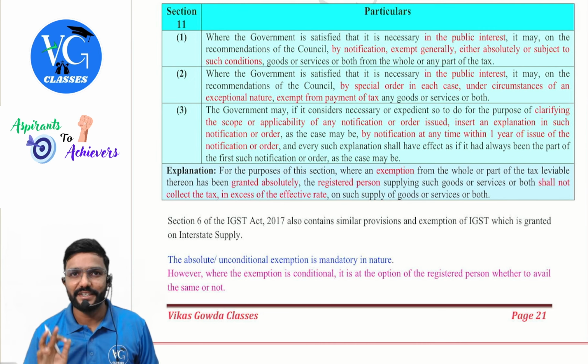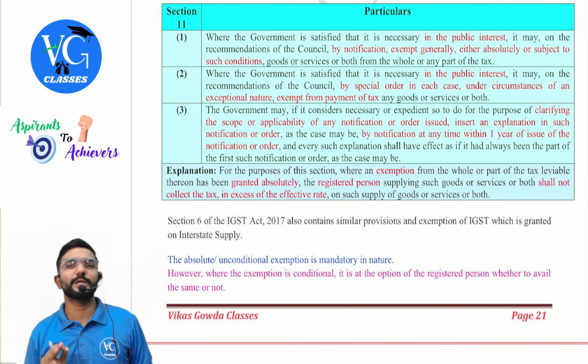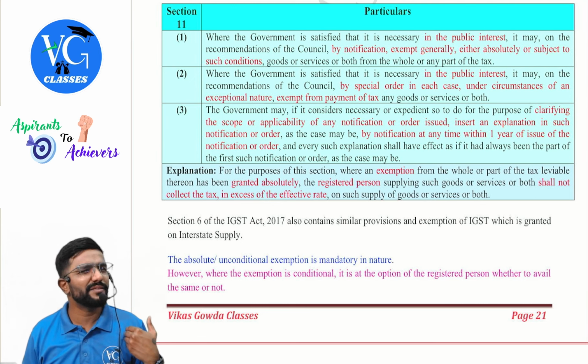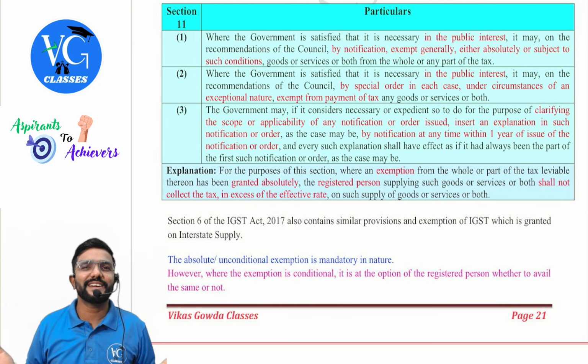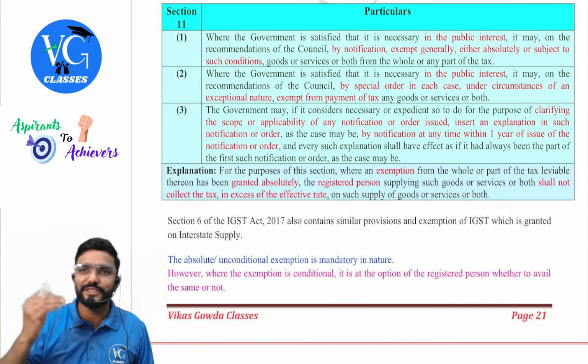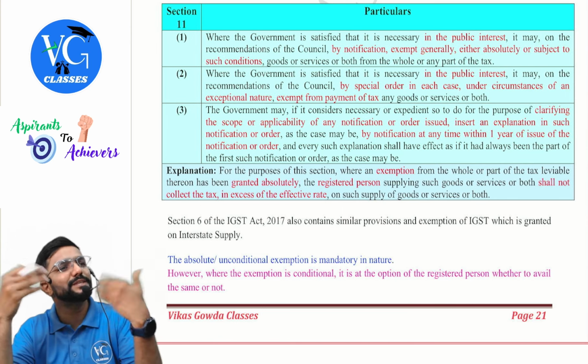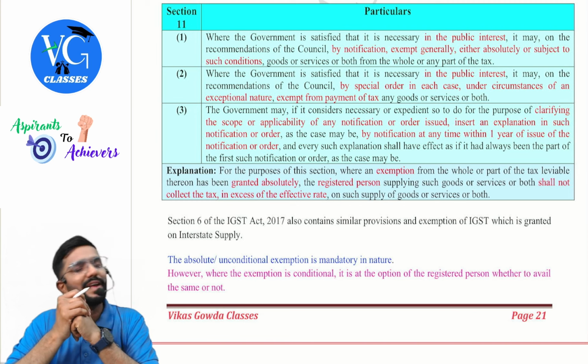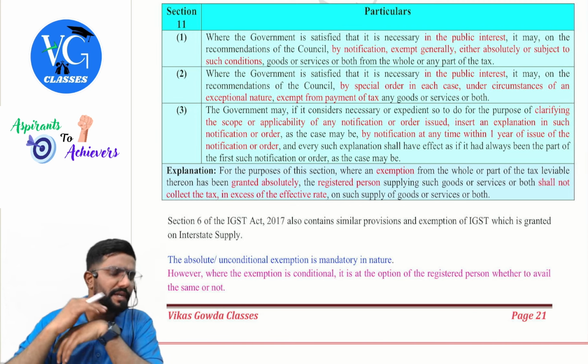I cannot reject it. Whereas if there is any conditional exemption, sir, if I want, can I not follow it? Yes. Simply violate the condition. Automatically you will not become eligible. Because it is conditional, only if you satisfy certain conditions will you be eligible for exemption. Sir, is it voluntary or mandatory? Voluntary.